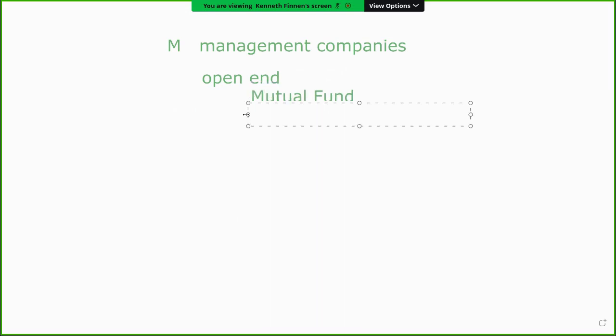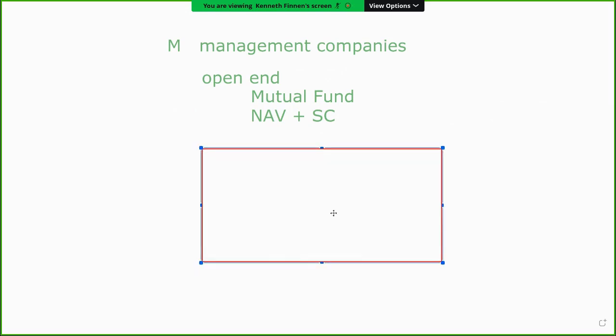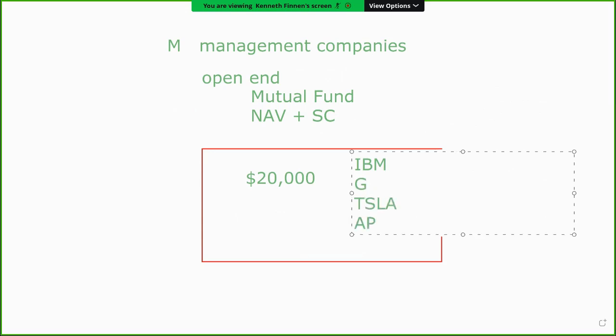Now, let's talk about this. So a mutual fund, when you buy into a mutual fund, you pay the NAV plus sales charge. Now, when I think of this, I draw a little picture. You don't have to do this. I'm just doing it. Here's our fund. Say there's 20 grand in it right now. $20,000 worth of securities. Gillette, Tesla, Apple, Microsoft. All these securities are in there. Maybe some options, bonds, whatever.